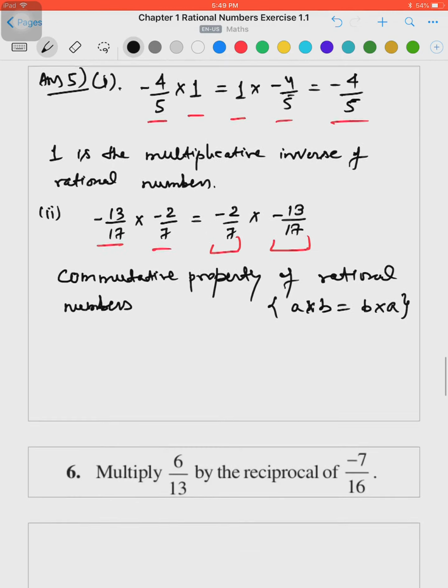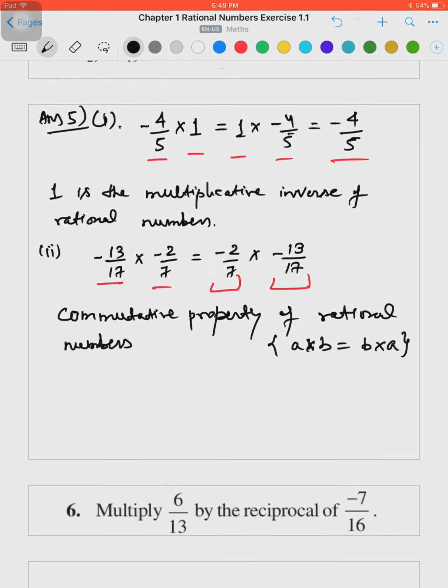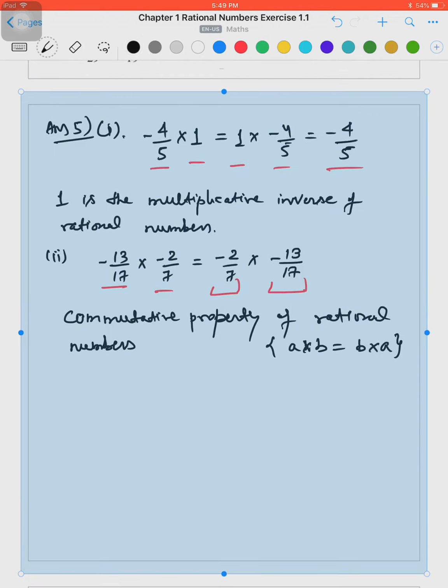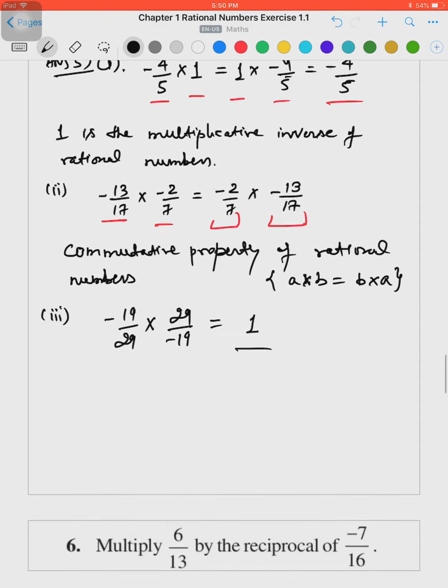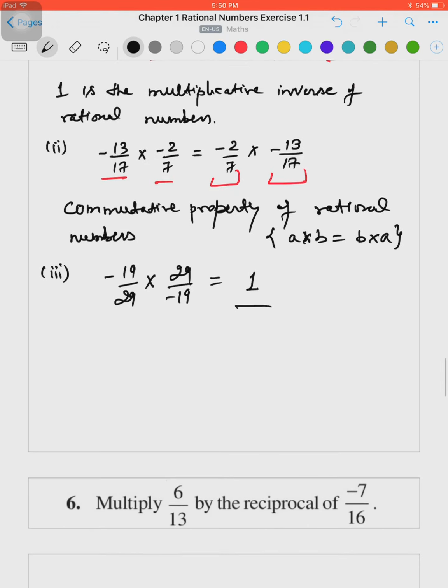Next one, the third part, we have minus 19 by 29 into 29 by minus 19 equals 1. So this is simply the multiplicative inverse property. We have multiplied it by its inverse and the result is equal to 1. So the property used here is multiplicative inverse.